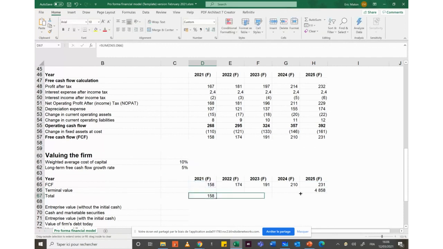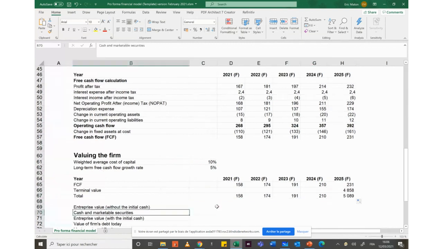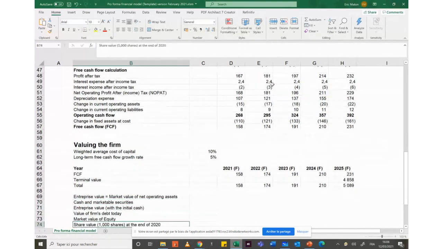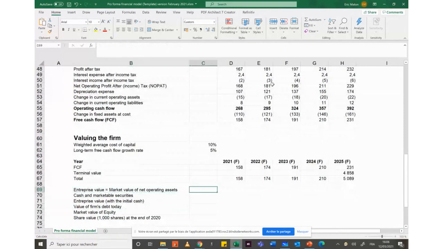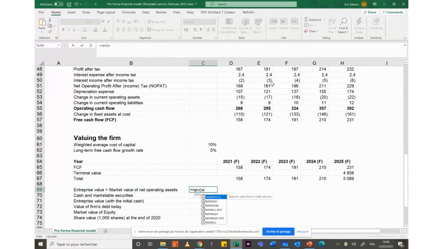With all of this, I have the enterprise value. So I can eliminate this. Enterprise value is equal to the market value of net operating assets. Thanks to the net operating assets, I created all the free cash flow. So I will discount all this, NPV equal NPV. At the discount rate, no, I don't have this discount rate, it's here. Discount rate 10% of all these values.